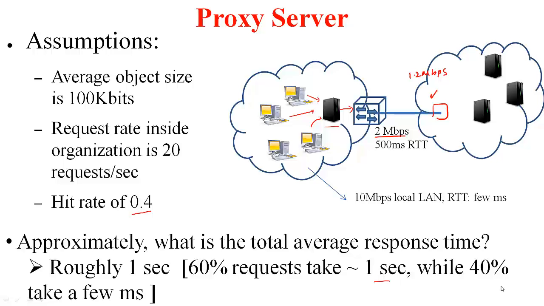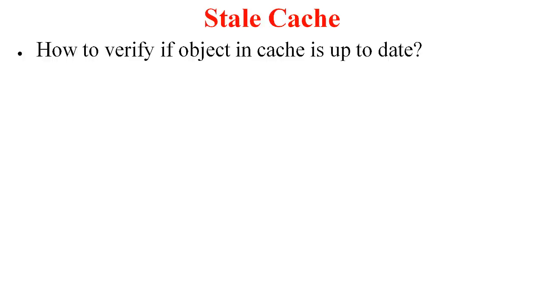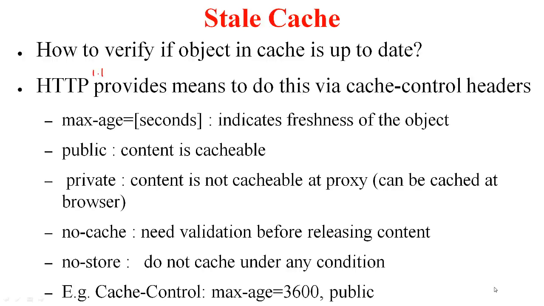But then there is a problem in using proxies. What do you think this problem is? Well, how do you know if the object in the cache at the proxy server is still up to date? Maybe the server at the other end has changed the web page. But thankfully, HTTP 1.1 provides means to handle this via header fields called Cache-Control. There are in fact quite a few header fields. I'm going to show a few of them.